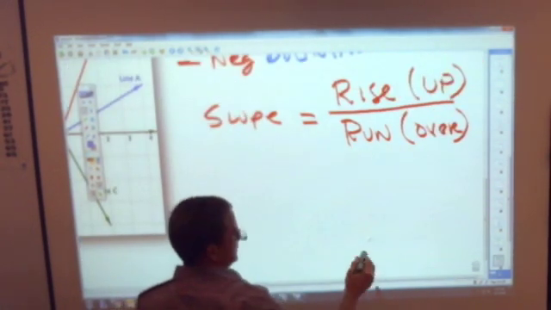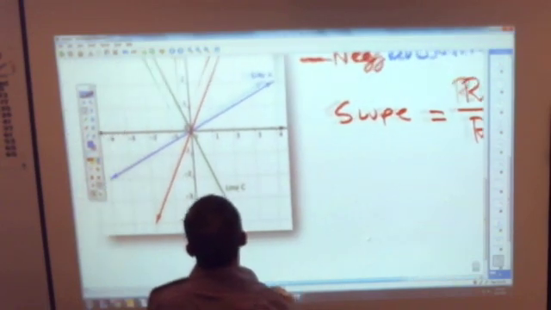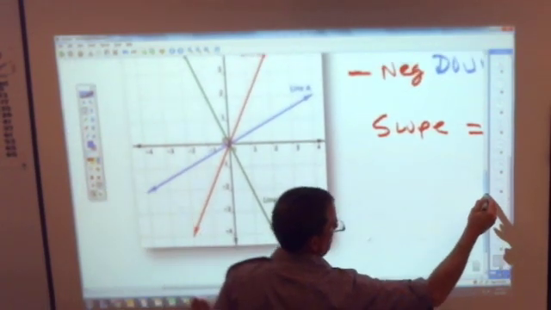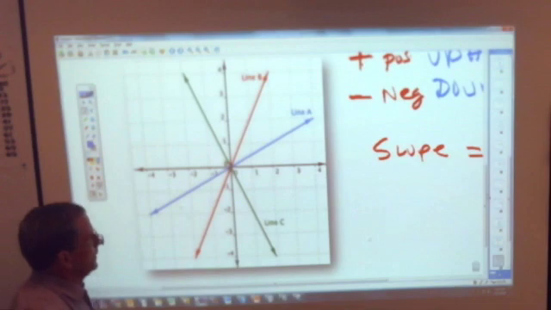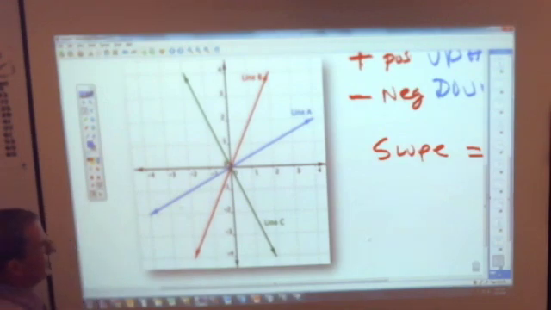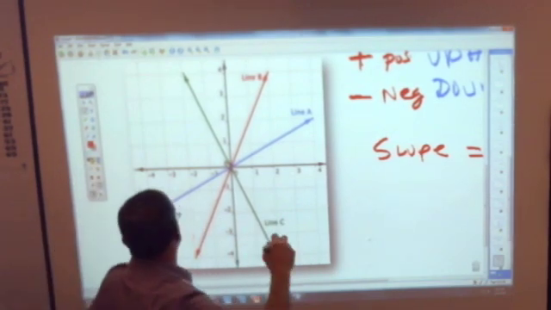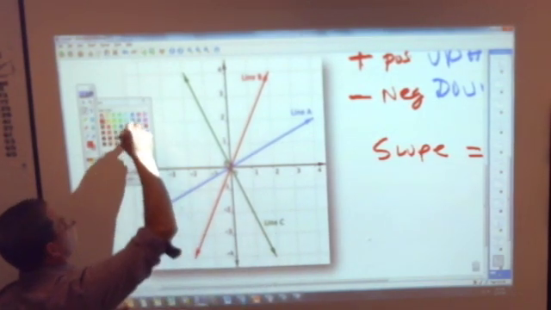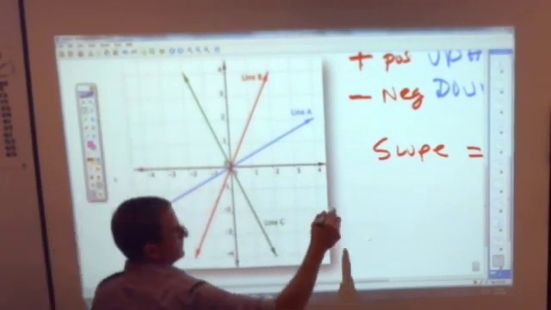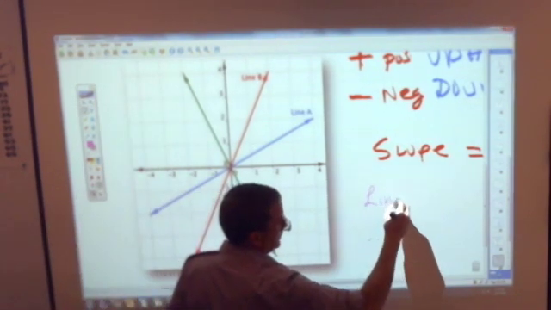Let's go to your other ones here. Right over here. Here they are. Let's look at line A. Where is line A? Line A is the blue one. And jot that down. Line A. Let's go with a different color. How about hot pink? Line A.